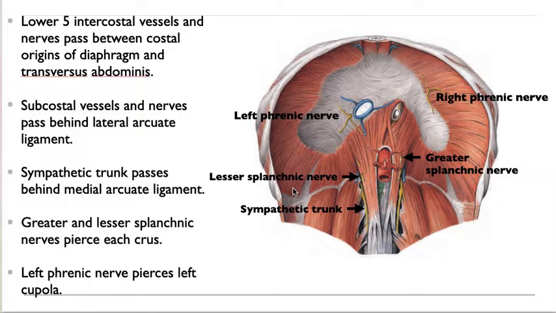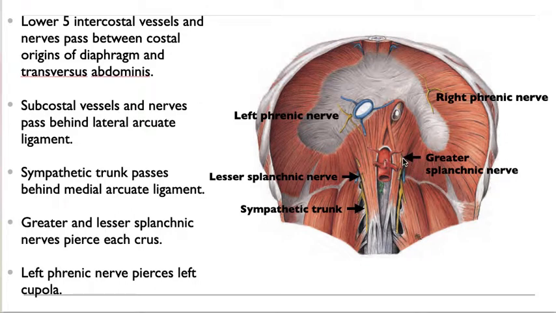The lower 5 intercostal vessels and nerves pass between the costal origin of the diaphragm and the transversus abdominis. The subcostal vessels and nerves pass behind the lateral arcuate ligament. We can see this is the sympathetic trunk passing behind the medial arcuate ligament. The greater and the lesser splanchnic nerves pierce each crus of the diaphragm.